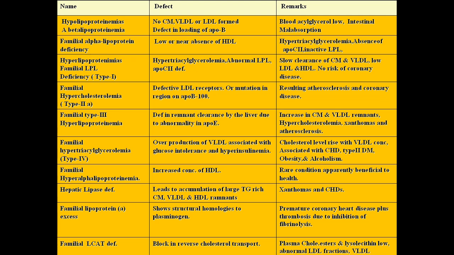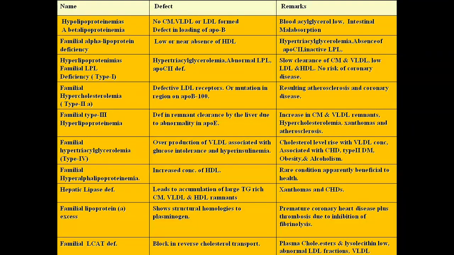Number 1, hypolipoproteinemia, also called abetalipoproteinemia. In this case, there is a defect in loading of ApoB. Look at the first row. Abetalipoproteinemia is due to a defect in loading of the ApoB series, either ApoB48 or ApoB100. Unable to load the B series results in no chylomicron formation, no VLDL formation, and no LDL formation.